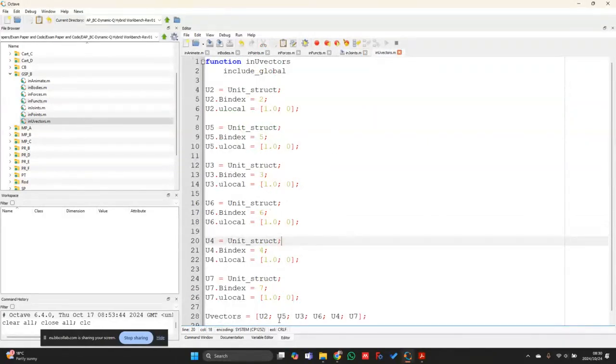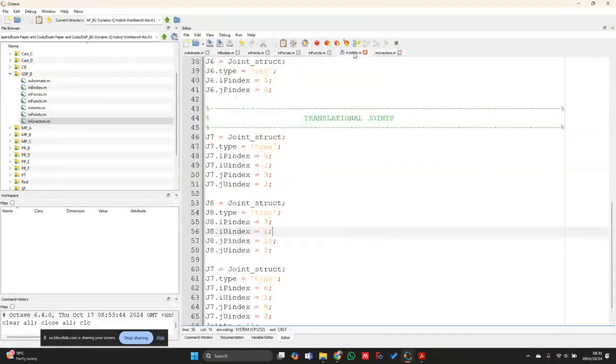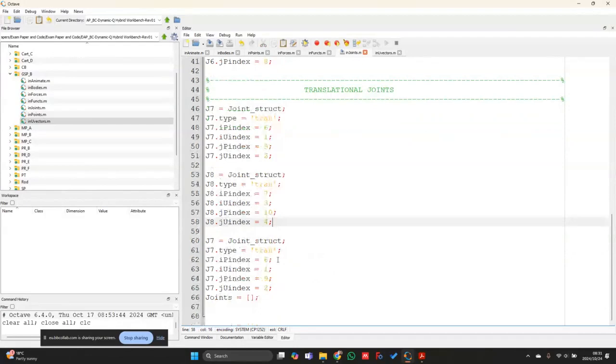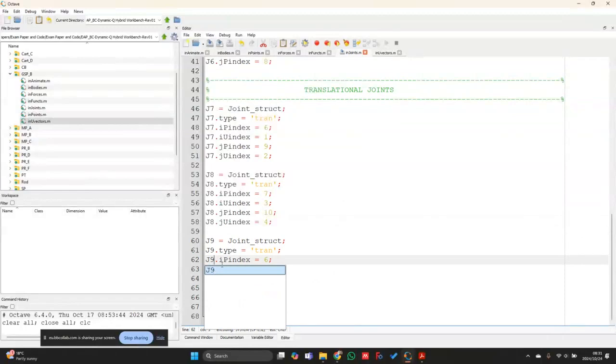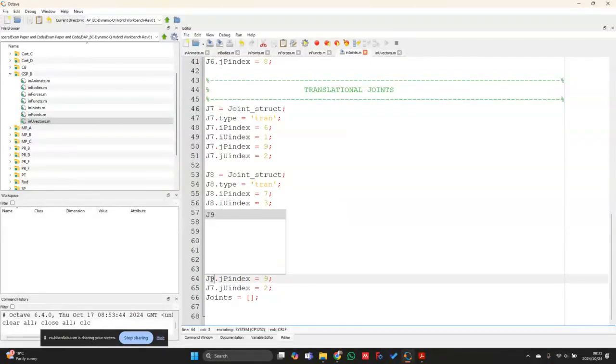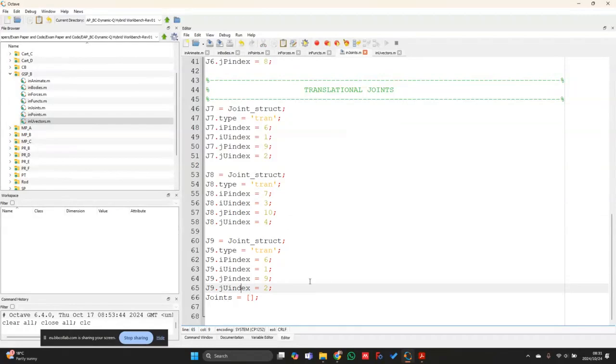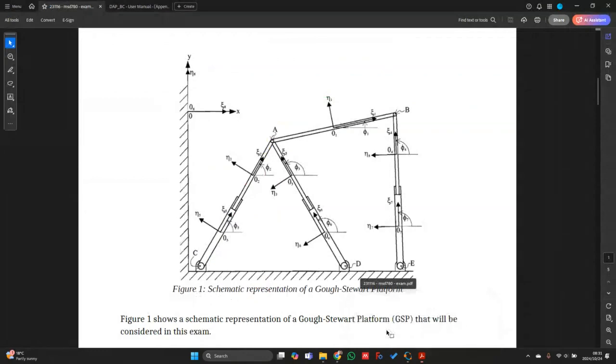Since point 7 then lies on body 3, I'm going to use U3 and U6, so that's points 3 and 4, or rather indices 3 and 4 over here. Okay, and then lastly, joint 9 is just going to be J9 everywhere. And then we can also go and check its point indices, so this will be between point B on body 4 and point E on body 7. So BP4 and EP7 that I'm looking for.